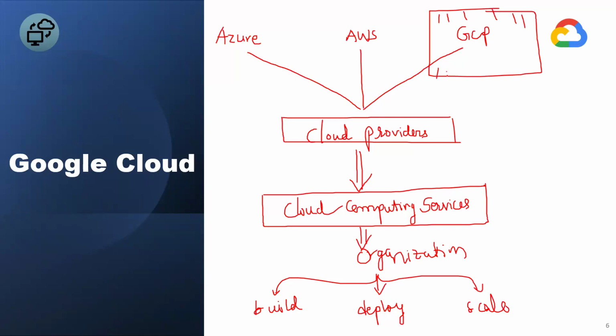So what is GCP? GCP is one of the leading cloud providers, which provides you the cloud computing services for the organizations to build their application and deploy their application and scale their applications and services in the cloud platform. So this is the definition of Google Cloud. Very simple. They provide you the cloud computing services.